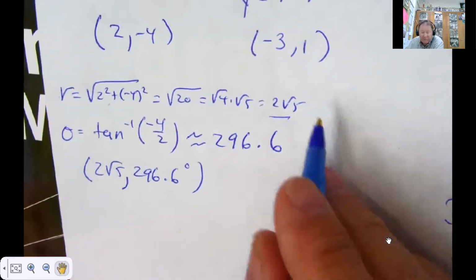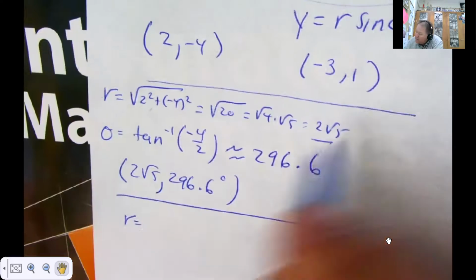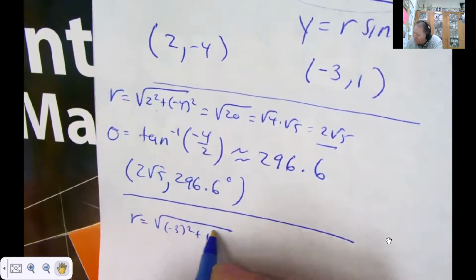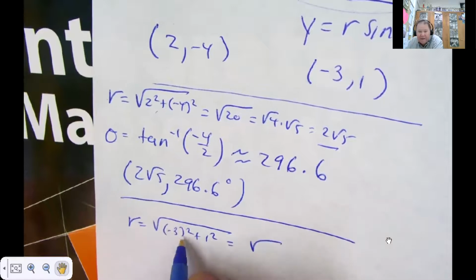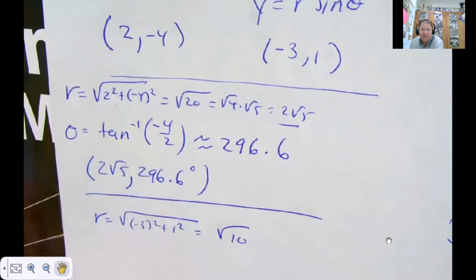This is negative 3, 1. So r is going to be equal, let me draw a line here. It's going to be r is the square root of negative 3 squared plus 1 squared, which is 9 plus 1, which is 10. So square root of 10, square root of 10 can't be reduced. That's that.